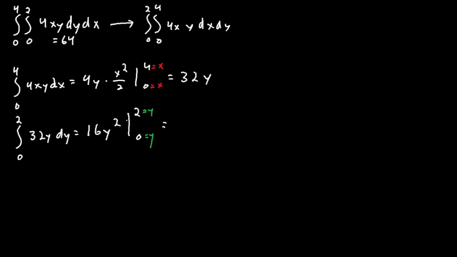So now that we've done that, we can substitute our 2 in. This will give us 4, because 2 squared is 4, and 4 times 16 is 64. And notice how both our answers, 64, are the same.